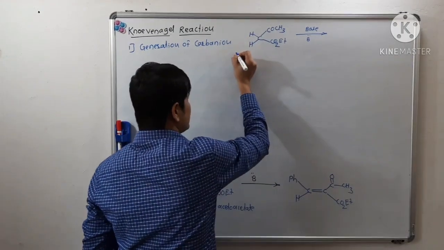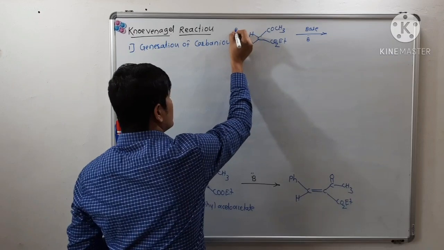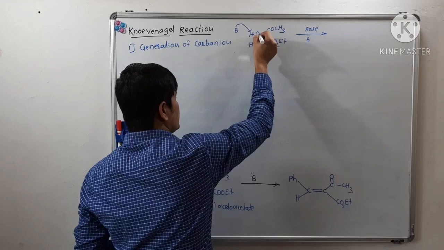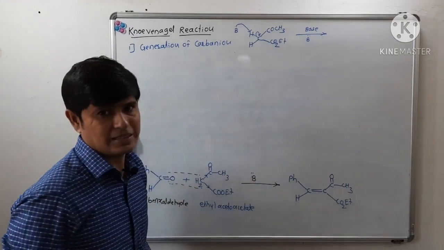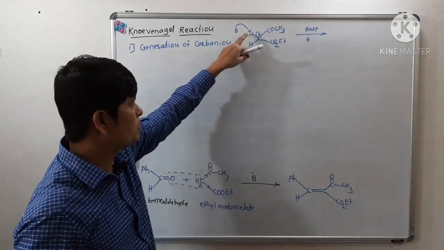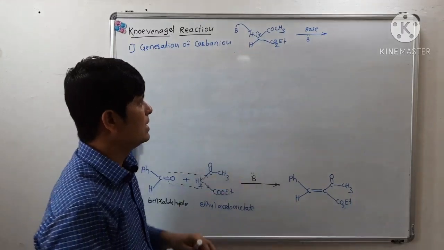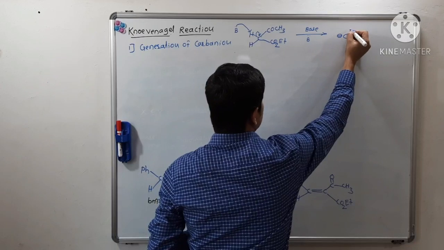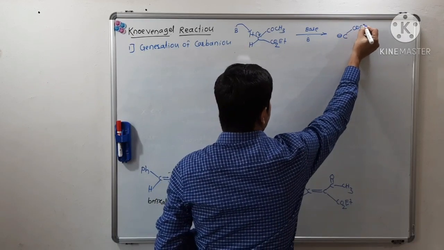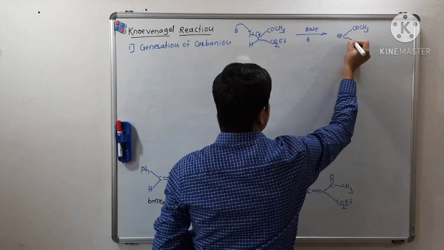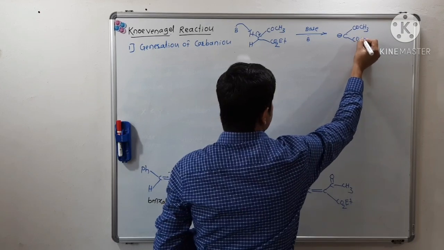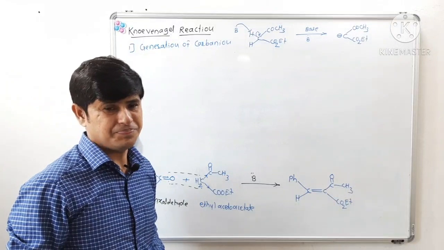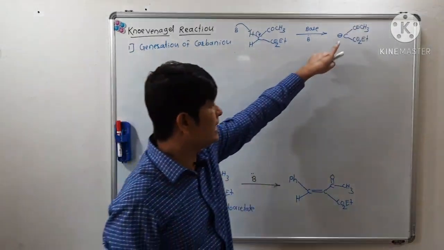So this base will abstract any one of these protons, and there will be a formation of carbanion. Now write the structure of the carbanion like this. Isn't it? This is what? Carbanion.